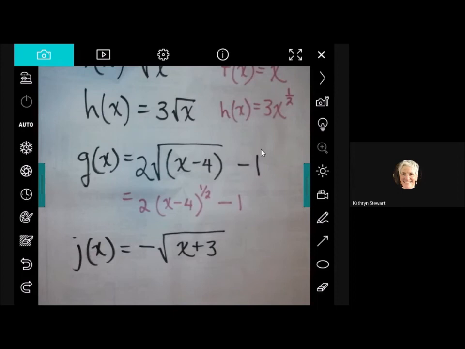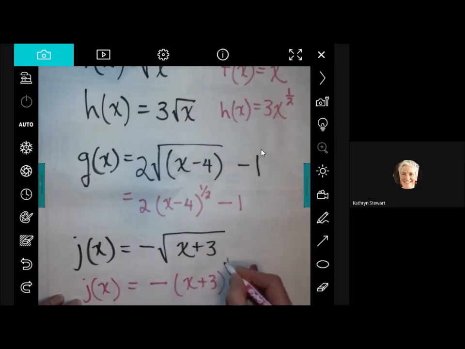And of course, I also could write j of x rather than using this old-fashioned square root notation. I can use a nice exponent. Okay, I hope this helped.